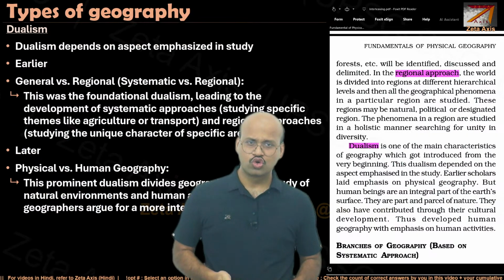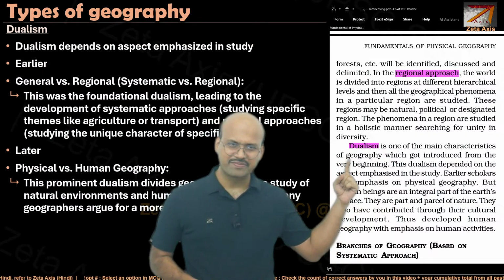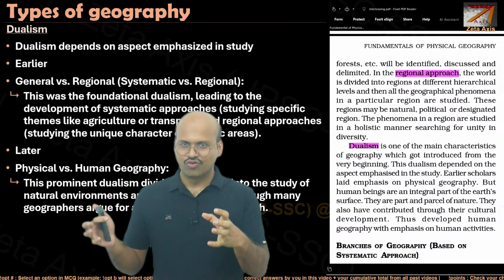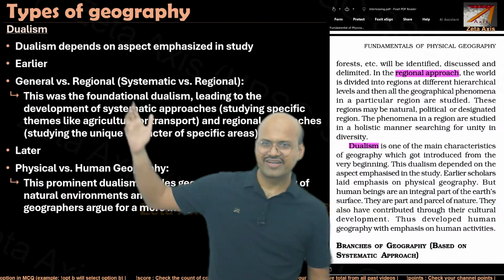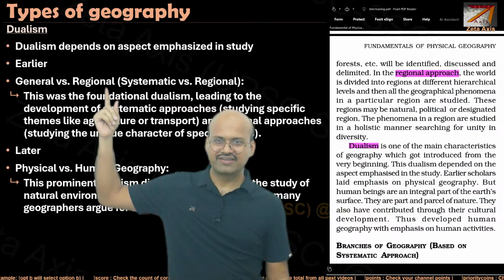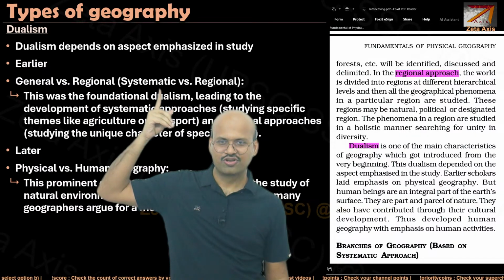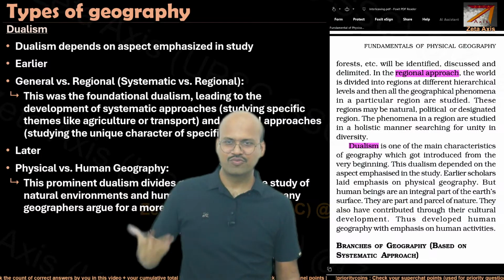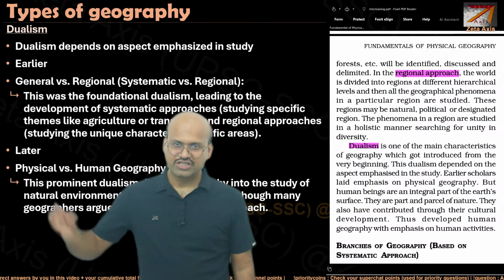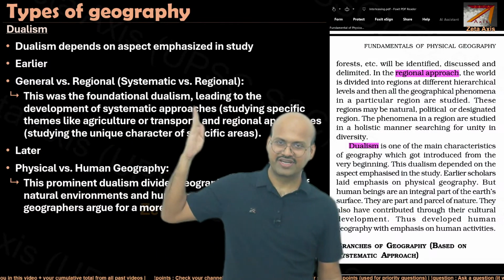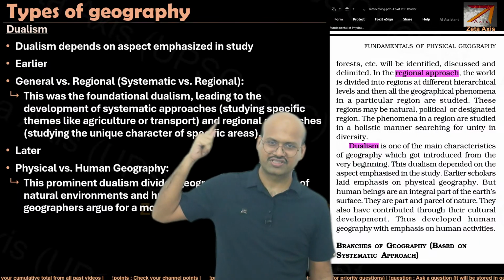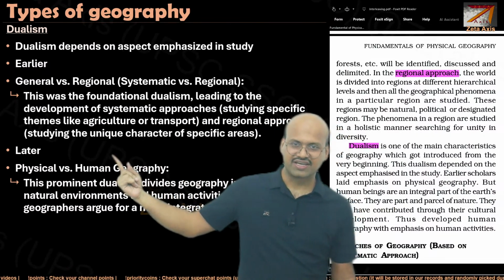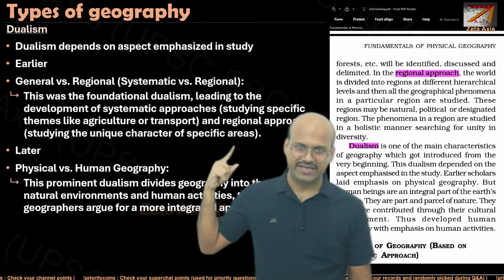Now let's see dualism. So dualism is basically that there is always a fight in geography about what should be focused on. Earlier the debate was between regional and systematic. Some people thought that systematic study was good, some people were more focused on regional. So this was the foundational dualism leading to the development of systematic approaches studying specific themes like climate or transport, and regional approaches studying the unique characteristics of a specific area.